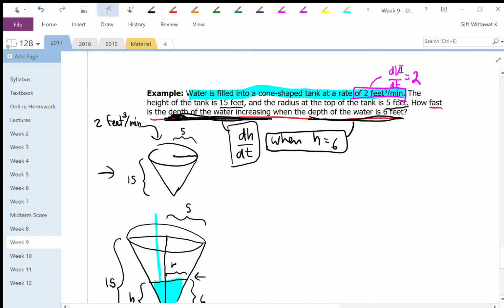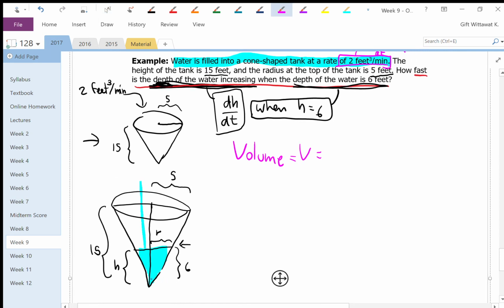It seems like I have volume, I have radius, I have height, so it makes sense to put it all together. So what is my volume anyway? The formula for the volume of the water is just 1/3 pi r squared h. So this is once again the typical volume formula.